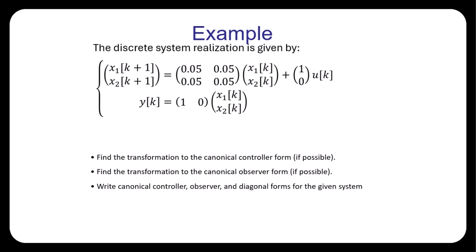Hey, we will continue solving the problems that we started in the lecture, and we have that example here. In the previous part of that example, we found transfer function, controllability, and observability of our system. But now we also want to find transformation to the canonical controller form, and transformation to the canonical observer form, diagonal form if possible, and we want to write down these realizations of the system in different types of forms.